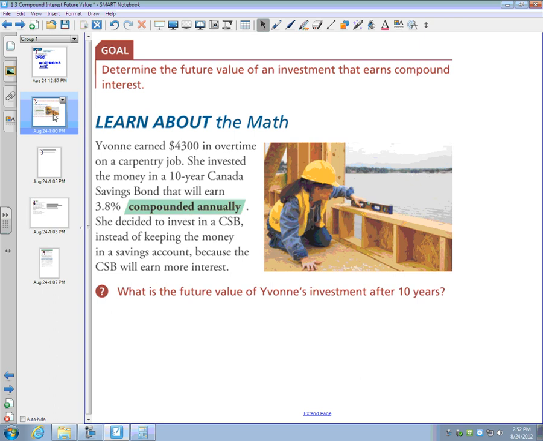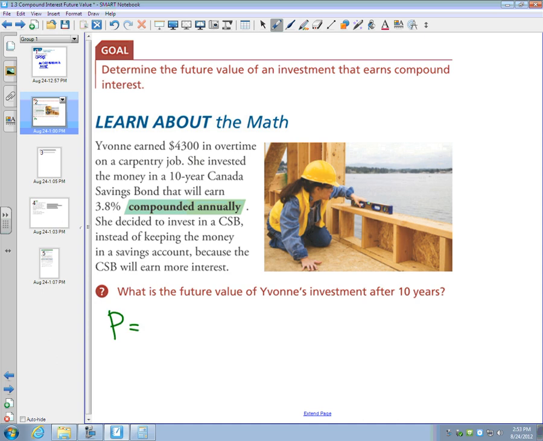Now we're going to determine the future value of an investment that earns compound interest. So Yvonne earns $4,300 in overtime at a carpentry job. She invested the money in a 10-year Canada savings bond that will earn her 3.8% compounded annually. She decided to invest in a Canada savings bond instead of keeping the money because it will earn her more interest. What's the future value?